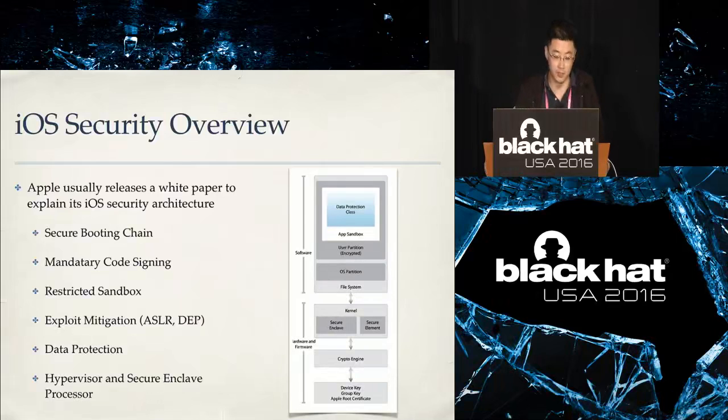And in terms of exploit mitigation, iOS has both kernel side and user land address space layout randomization, and also non-executable, non-writable protections. And also on 64-bit devices, Apple applies both hypervisor technology and the secure enclave processor, a separate chip, to improve the security.